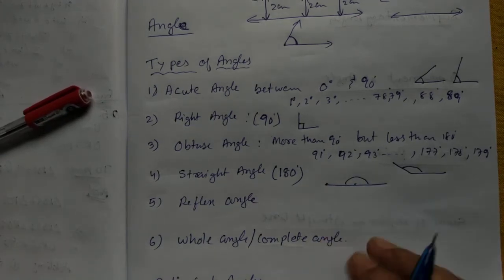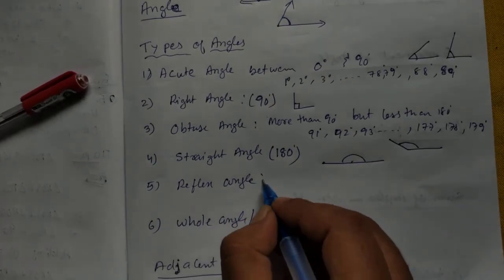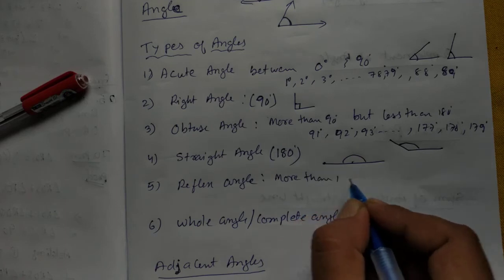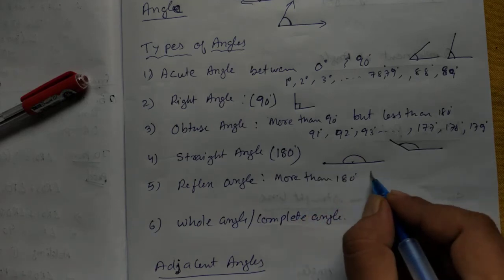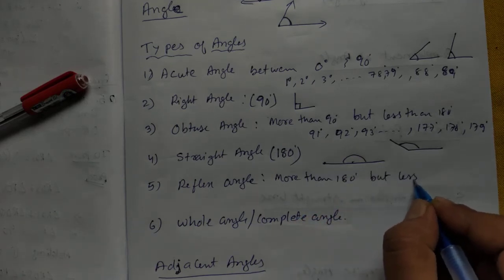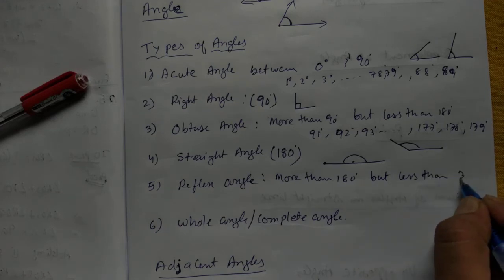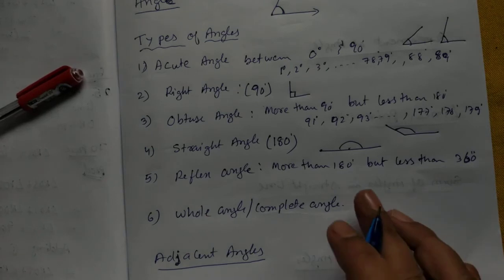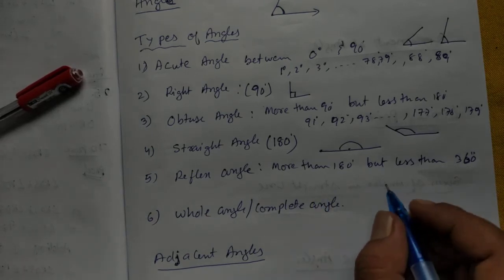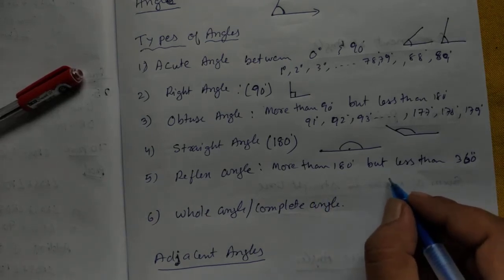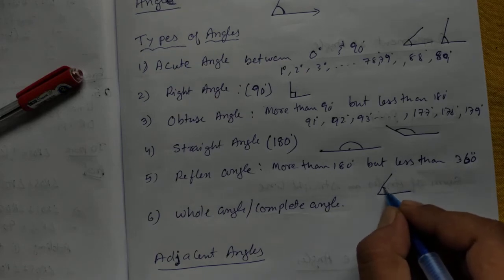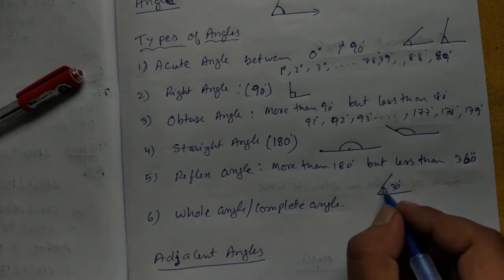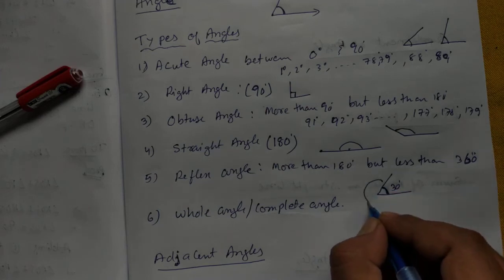Exactly 180 degree. Reflex angle means more than 180 but less than 360 degree. Clear? In questions, sometimes you may be asked to find the reflex. Suppose this angle is 30 degree. You're going to find the reflex. Reflex means not this angle. The remaining angle is called a reflex.